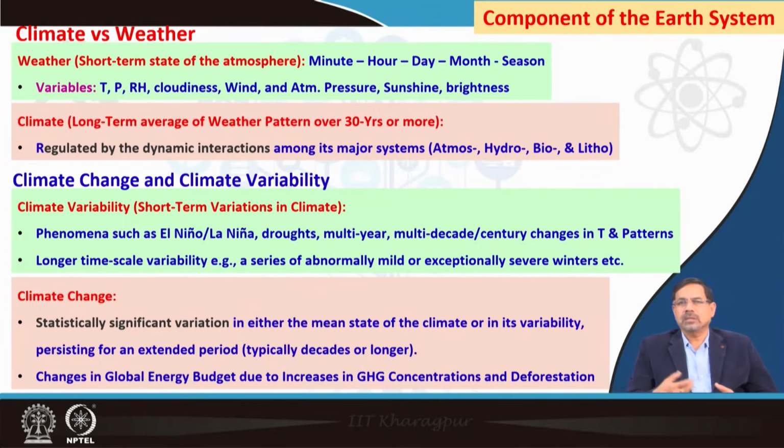So this year's drought, the multi-year drought, the El Nino pattern, the La Nina pattern, define a broader range of precipitation control, deficit or plus and minus. So these are the various short-term variations in the climate. Now in terms of longer time scale variability, such as a series of abnormally mild or exceptionally severe winters over a place, look at the Dras sector over the Indian region. These variables help in characterizing the climate variability.